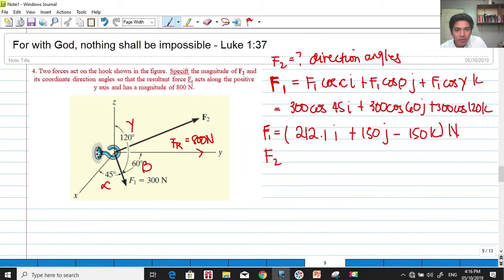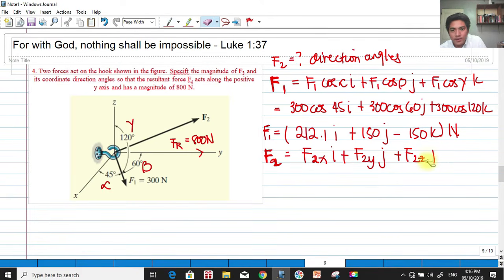Okay, that is the unknown. But as you can see here, the vector F2 has Y, Z, and X components. So we can rewrite this vector F2 as F2x in terms of i, plus F2y j, plus F2z in terms of the z direction, k. We don't know these, in terms of Newtons.